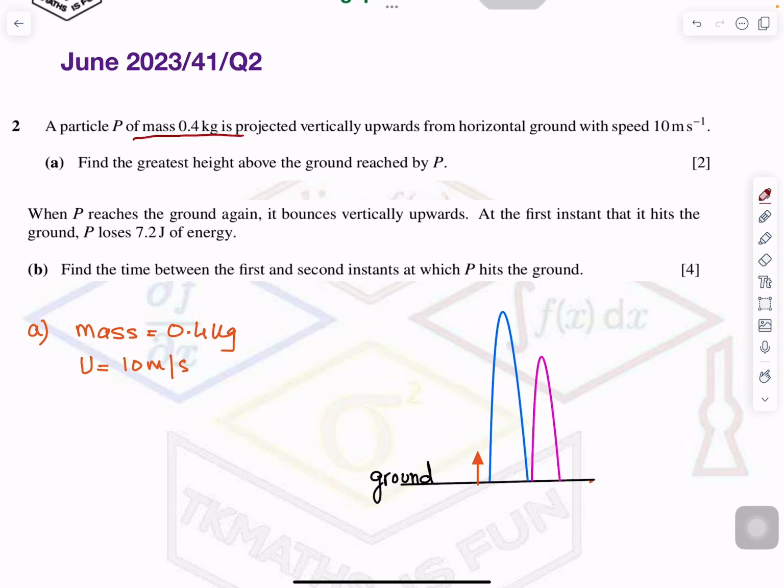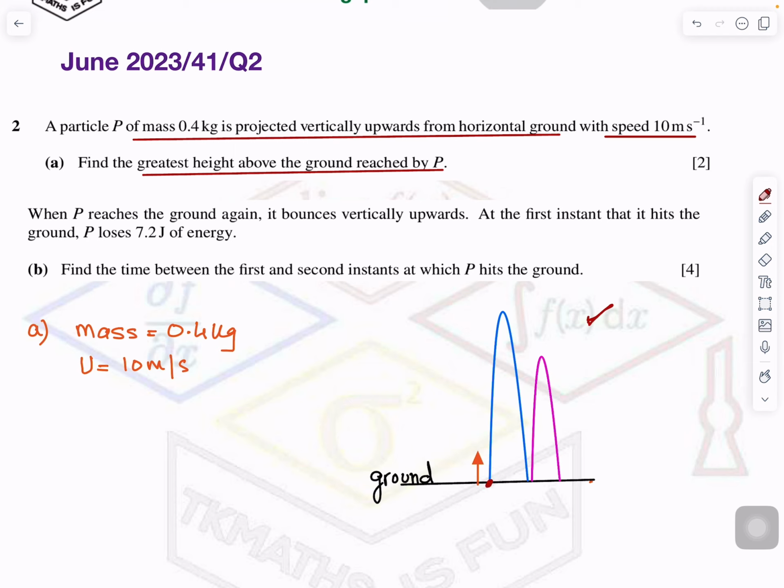A particle of mass 0.4 kg is projected vertically upward from the ground with a speed of 10 meters per second. We have to find the greatest height to which the particle P will reach. The information I have written here, it is always suggested to write down the basic information from the question. And the blue sketch of the diagram you can see here is about the first part. The particle is thrown from here with the velocity 10 meters per second.